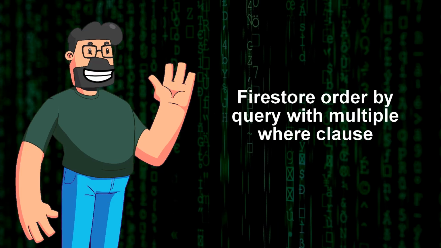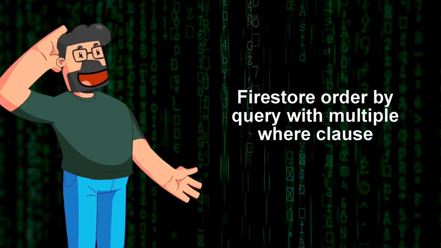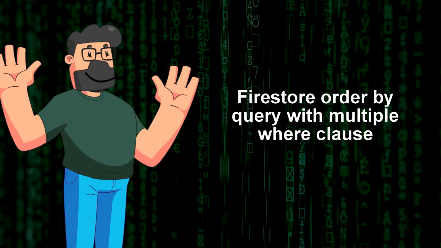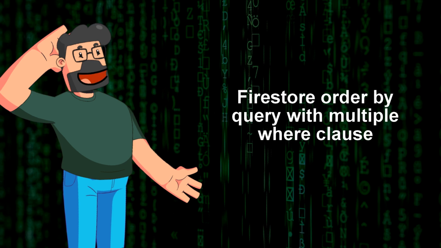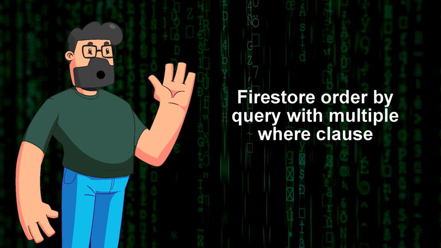Now, onto the solution. In order to make a query with multiple relational clauses work smoothly, we need to create a composite index. This index needs to include the fields you're filtering and sorting on. If you're not sure how to go about creating this composite index, don't worry. Firestore usually provides a helpful error message with a link to guide you through the process. Remember, Firestore requires this index to properly execute complex queries like the one we're dealing with.